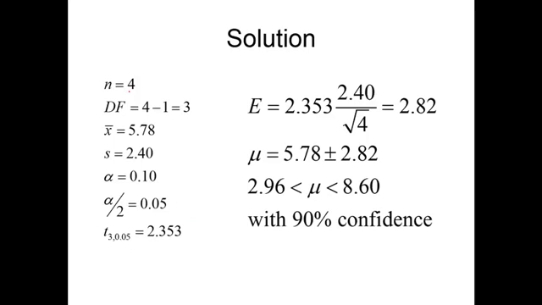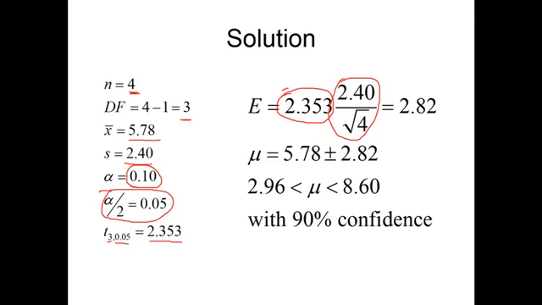So you have 4 rats, you subtract 1 to get the degrees of freedom, 3 degrees of freedom. You take the average, right? You take the sample standard deviation. 90% confidence gives us alpha equal to 0.1. Alpha over 2 is 0.05. You go to the third row under the column with a 0.05. This gives you 2.353. Then you feed the formula, right? Your standard error of the mean times your fiddle factor gives you this 2.82, again rounding off to 2 decimal places because your original data was at 1 decimal place.